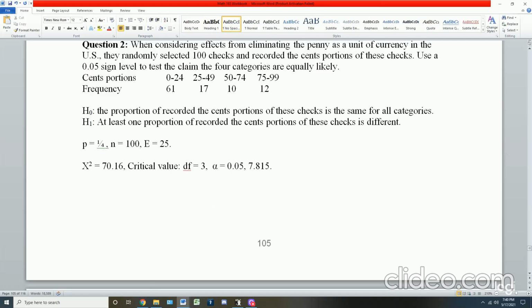And this time we definitely reject, right? Because this is way past, because it's a right tail test. So we definitely reject the null hypothesis. So our conclusion is definitely that at least one is different than the other one. And there we go.